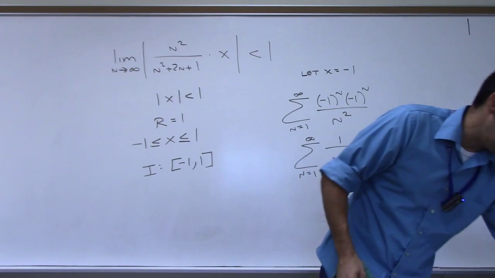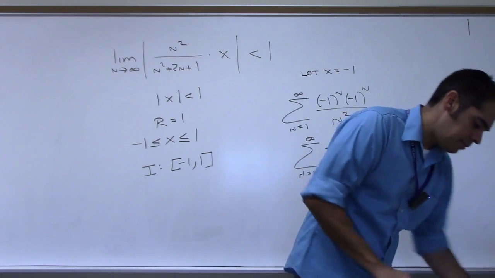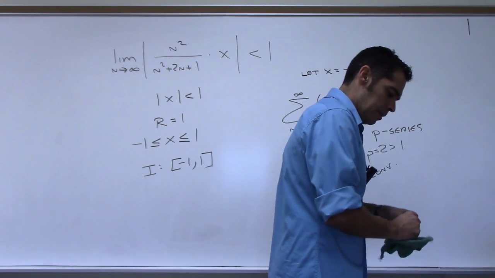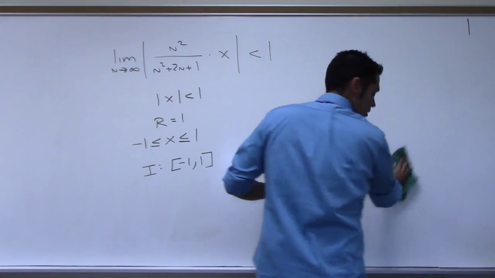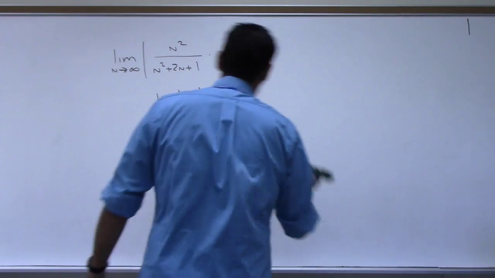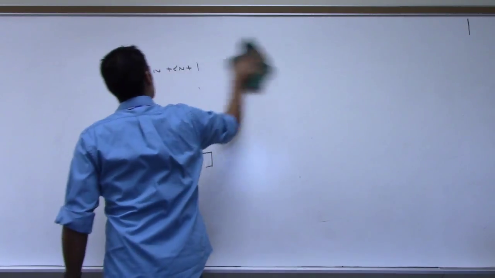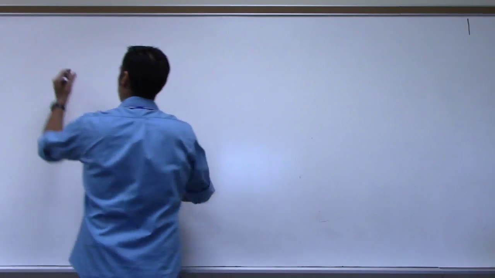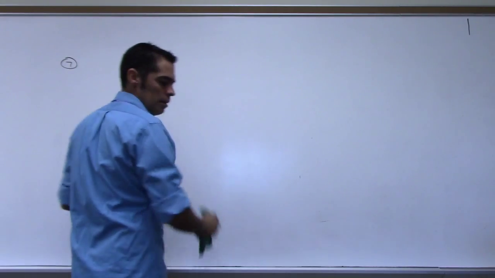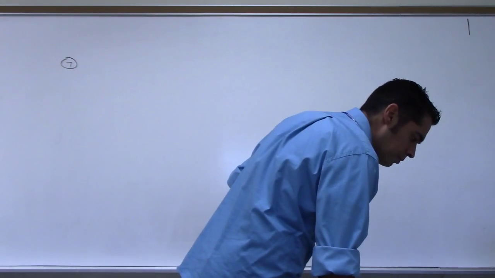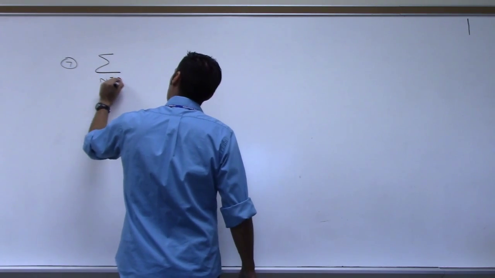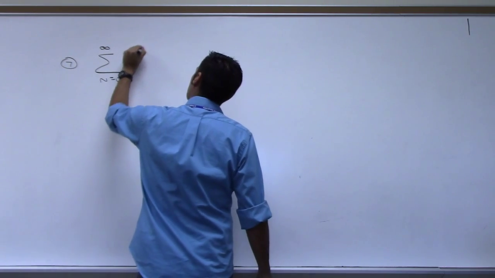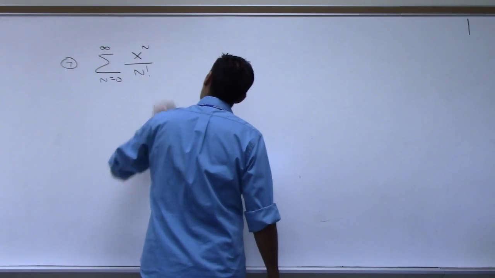So far, these have not really become too crazy. I have a feeling that's coming. But we're only on number 7 out of 22 problems or so. So number 7. Sum n equals 0 to infinity, x to the n over n factorial.